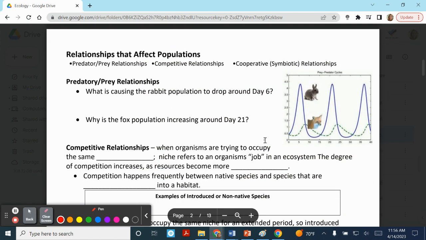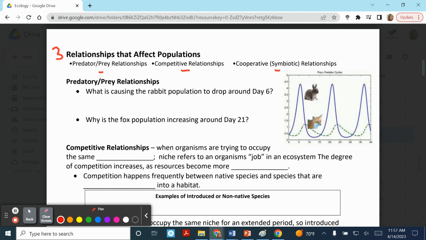All right, moving on to the next page here. So we're going to look at how the environment affects other organisms. And then we're also going to look at how other organisms affect other organisms. So we're going to take a look at relationships that occur between living organisms. There are three types of relationships. Let's indicate three right here. There's three types of relationships that can affect population size. We have predator prey, we have competitive relationships, and then we have what is called symbiotic relationships, and we can sometimes call them symbiotic or cooperative relationships.